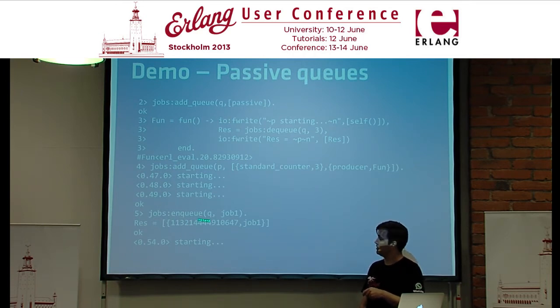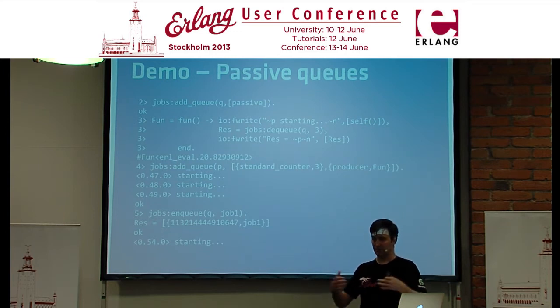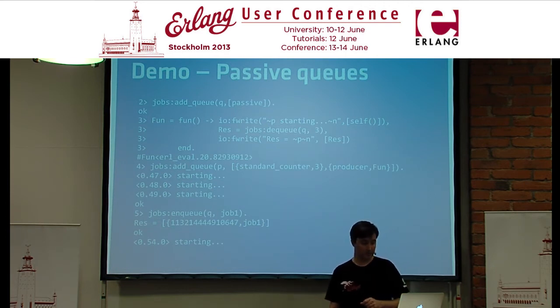And actually it gets the timestamp where it was enqueued and the entry, which is just the atom, job 1. And then it's done, and another PID is starting. So this then becomes sort of a worker pool that just pulls work out of this queue as long as there is work to be done.